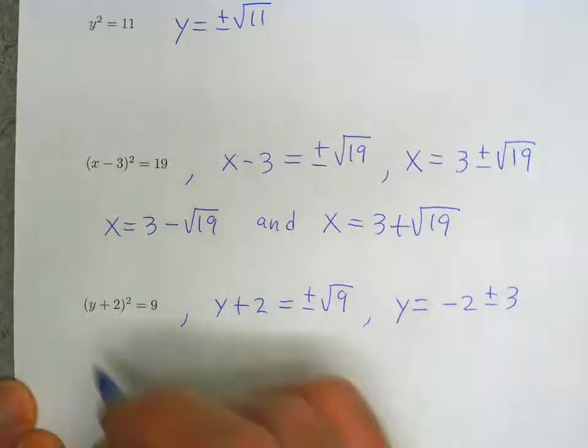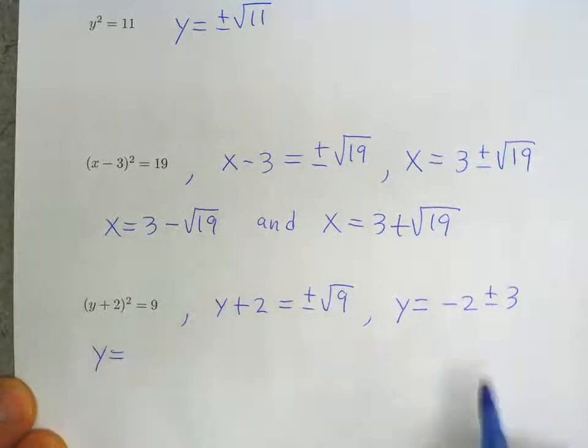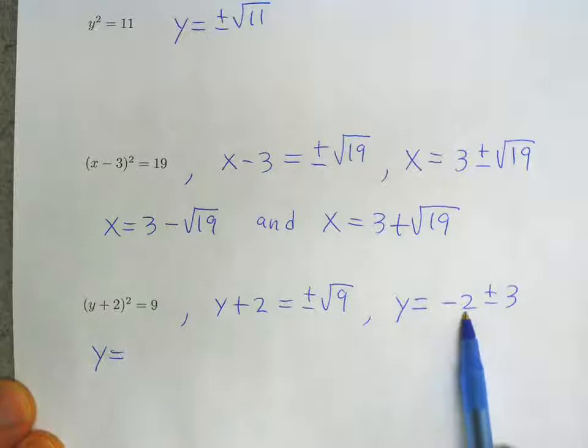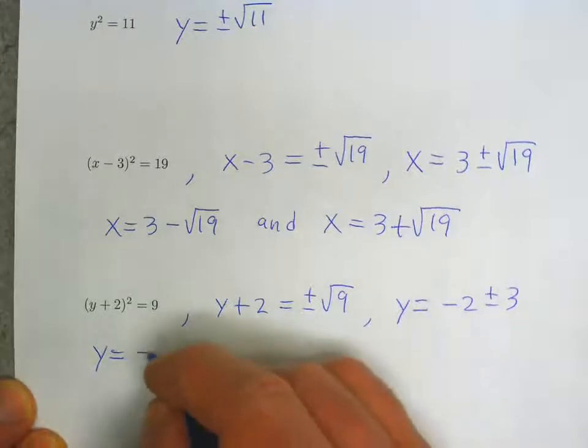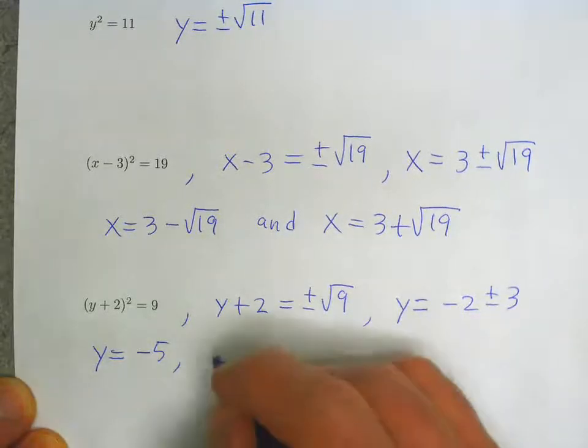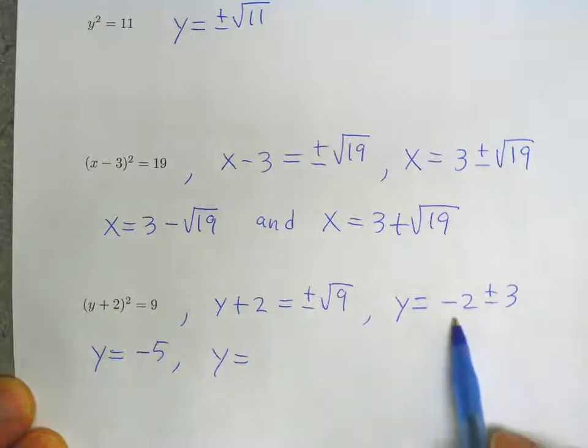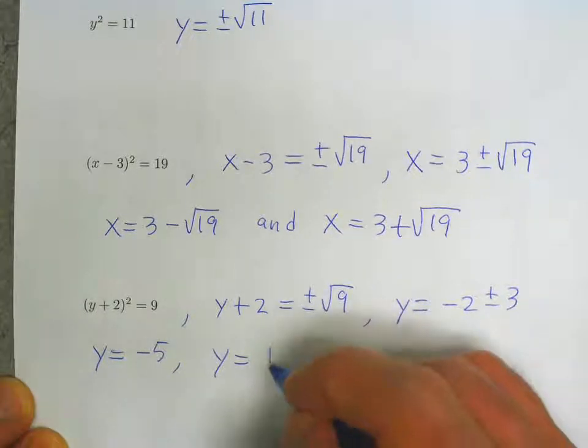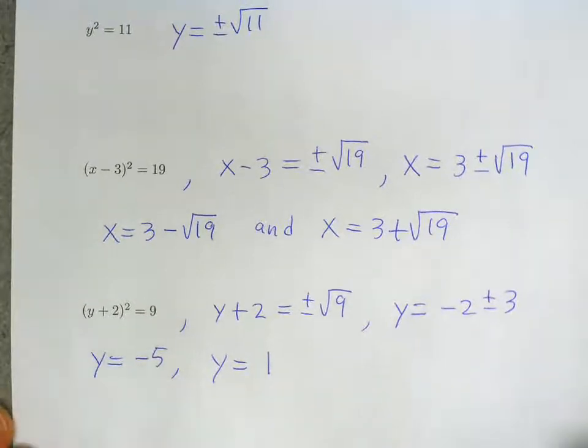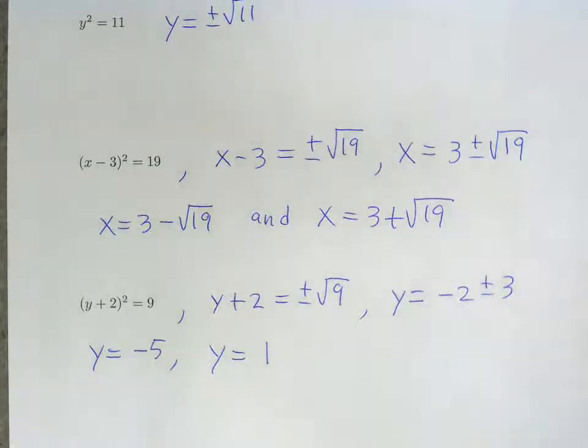In this case, one of the solutions is y equals negative 2 minus 3, which is negative 5. And the other solution is y equals negative 2 plus 3, which is 1. In the next section, 9.2, we're going to learn how to solve quadratic equations by completing the square.